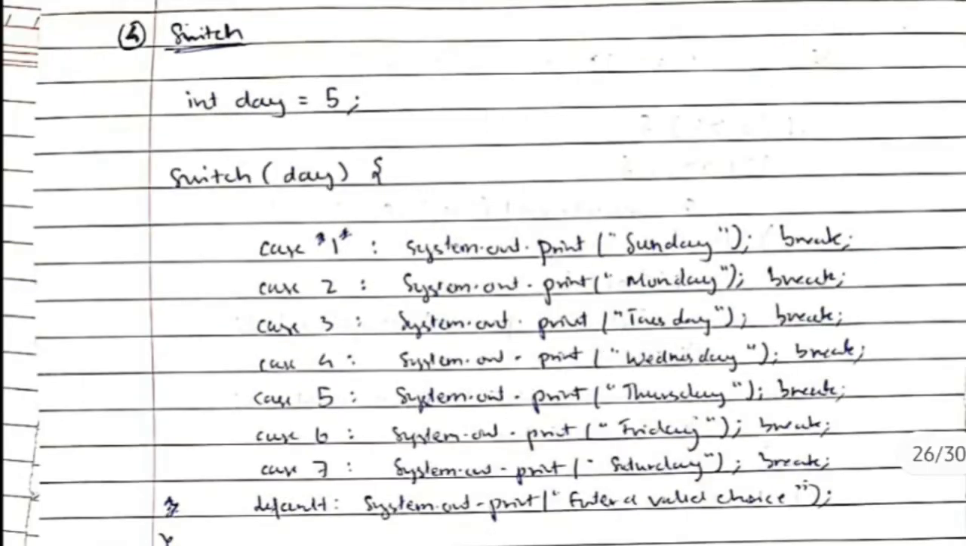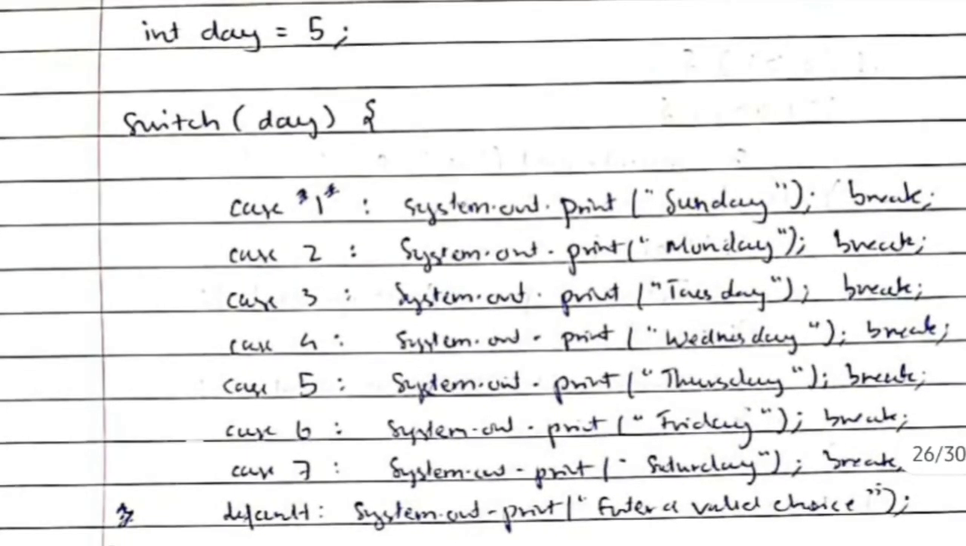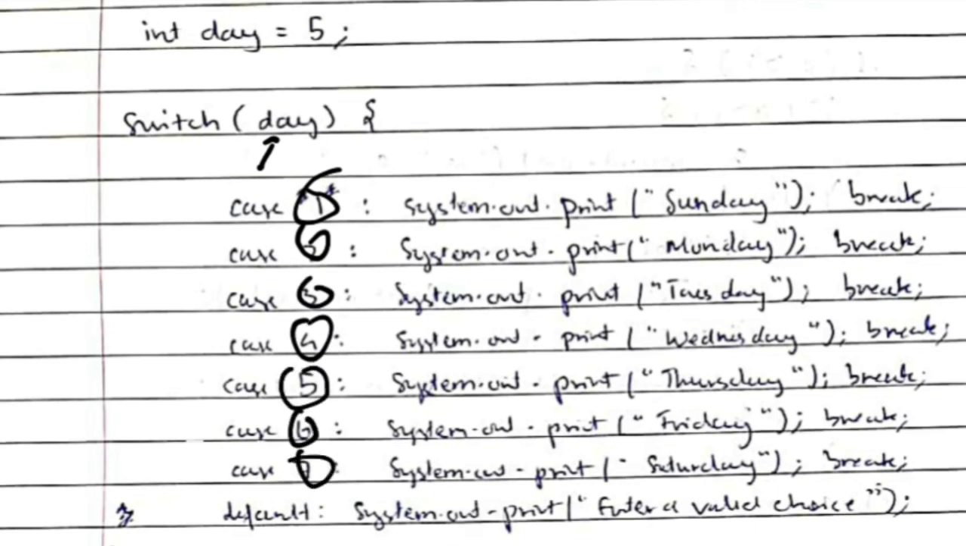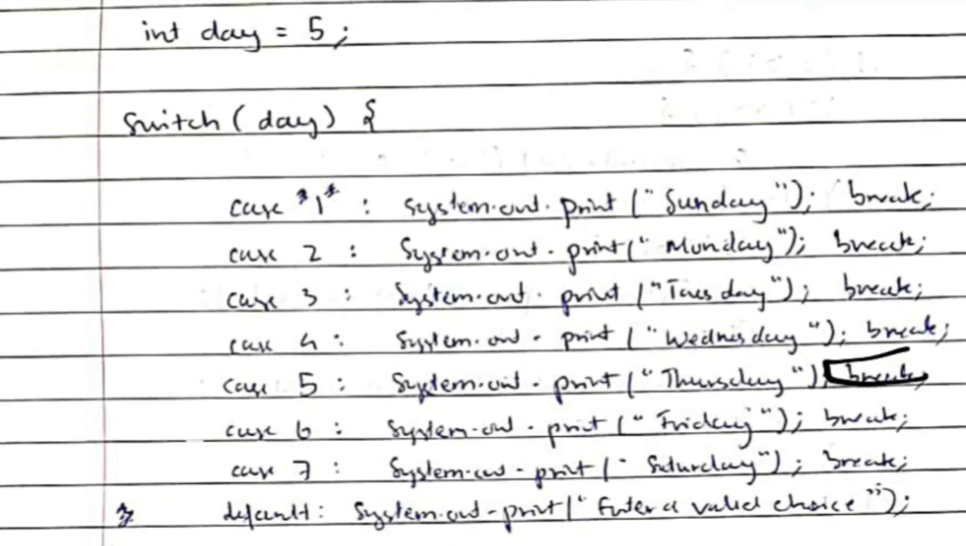Okay, coming to switch statements, I have defined day as a variable which is having the value 5. Day is equal to 5, and I will be switching the variable value with the following cases. Okay, so what happens is the day's value will be compared with each case 1, 2, 3, 4, 5, 6 or 7. So in which case it matches, that statement will be executed. So Thursday will be printed since day's value is 5, and it will break out of the switch statement.